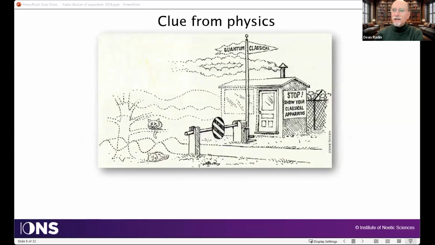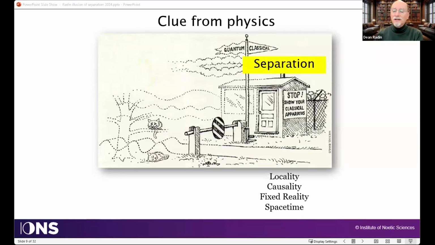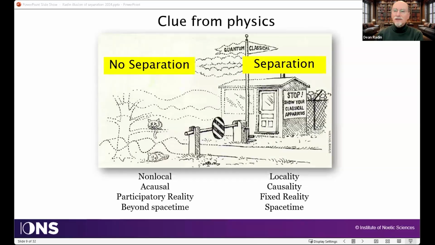Well, we have a clue from physics. On the right side there is the classical world, and the left side is the quantum world. And so in the classical world, our everyday world, we have terms like locality, causality, fixed reality, and space-time. These are what a philosopher would call naive reality. It's what we think we're seeing. We go deeper into the world of quantum mechanics, we find that this notion of separation that we feel, actually there is no separation. So instead of locality, we have non-locality, and we have acausality. We have a participatory reality, and it's beyond space-time.